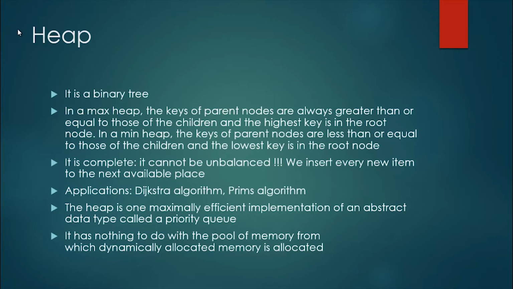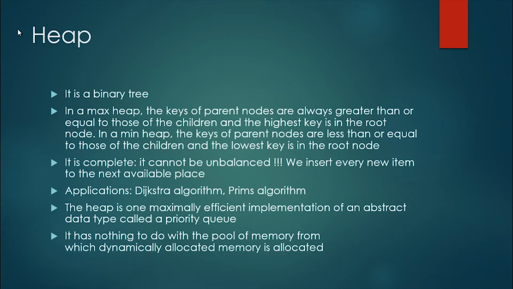There are two main types of binary heaps: the maximum heap and the minimum heap. In a maximum heap, the keys of parent nodes are always greater than or equal to those of the children, and the highest key is in the root node. If you may recall, for a binary search tree, the largest node was the rightmost element. The smallest node was the leftmost element, because the parent has a smaller left child and a greater right child.